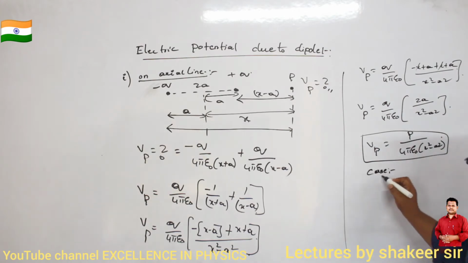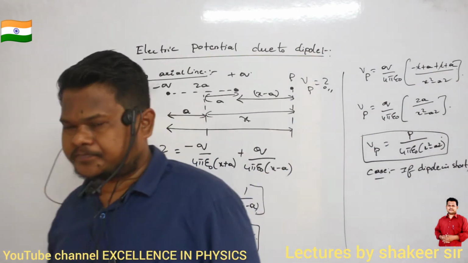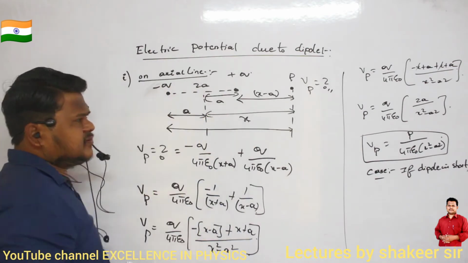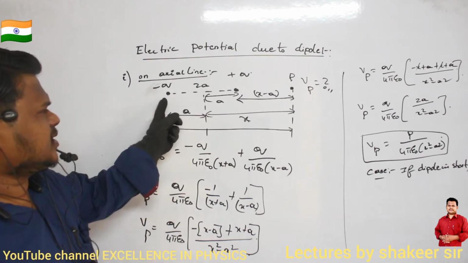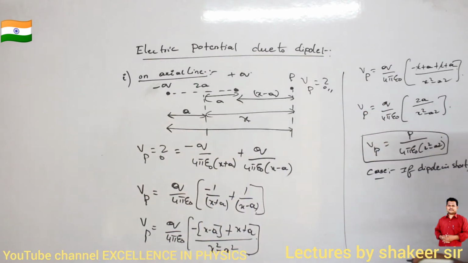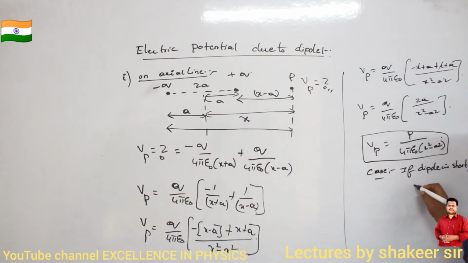Similarly, we can write a special case also. What is the case? If the dipole is short. What is meant by a short dipole? Short dipole means this distance 2a is very, very small, or the distance between the negative charge and the positive charge is very, very small. When you compare to this x value, this a value is very, very small. So a is much less than x, and a square is much less than x square. It means I can neglect this a square value.